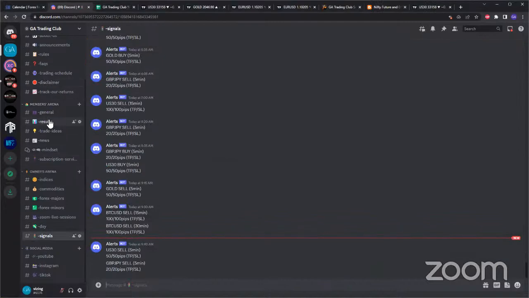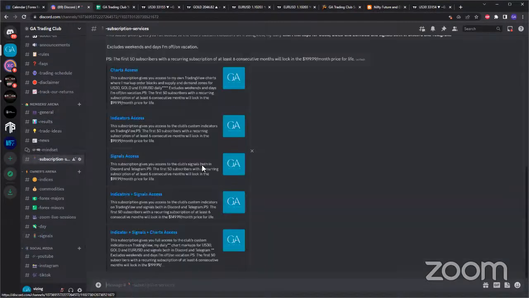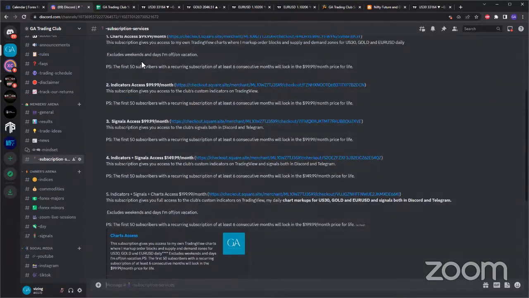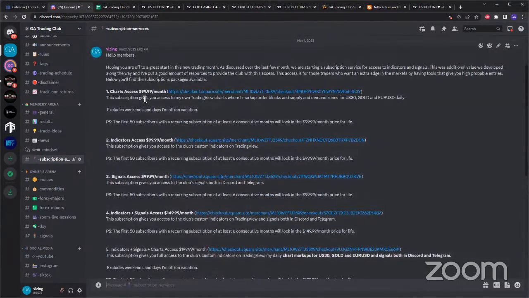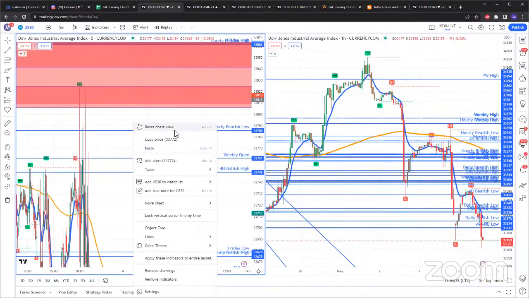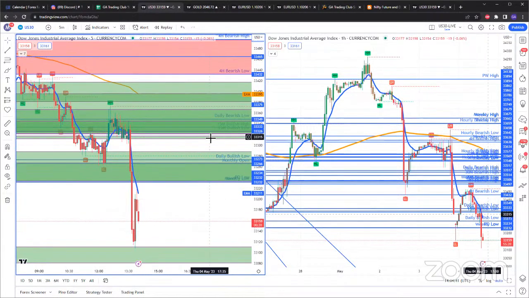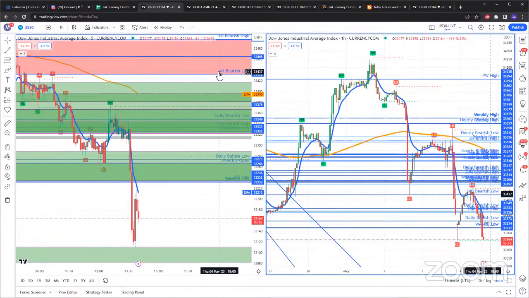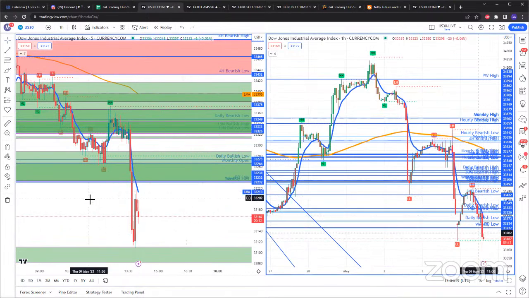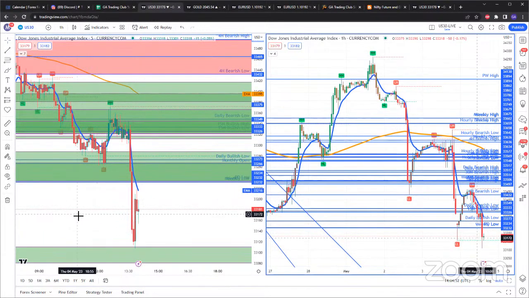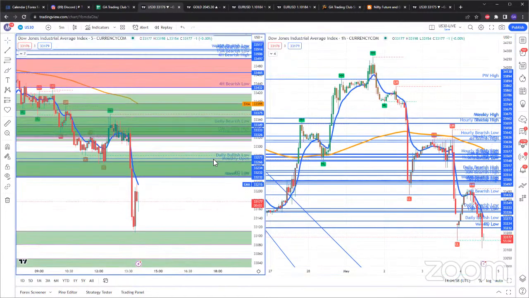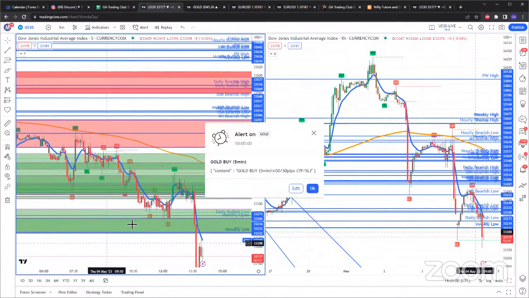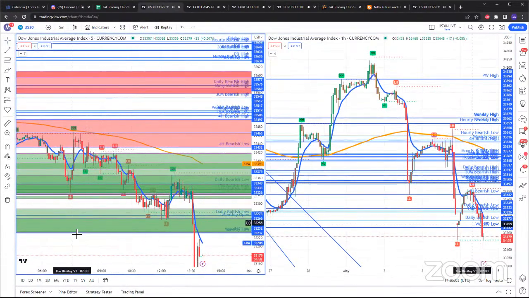If you go to the members arena, you'll see the subscription service. You can have access to my charts. Chart access is 99, ideally $100 a month. What you get with that is how my charts normally look. This is the markup I didn't do today, which is why my charts don't look like that. I normally mark up from the monthly down to the 15-minute. I mark up bullish and bearish order blocks, and then supply and demand zones. Supply zones I have in red, demand zones I have in green.